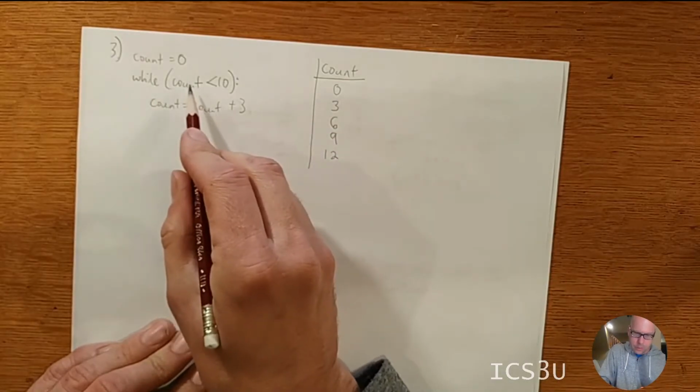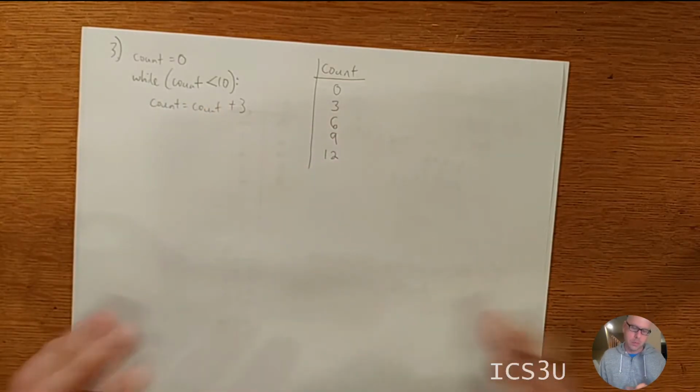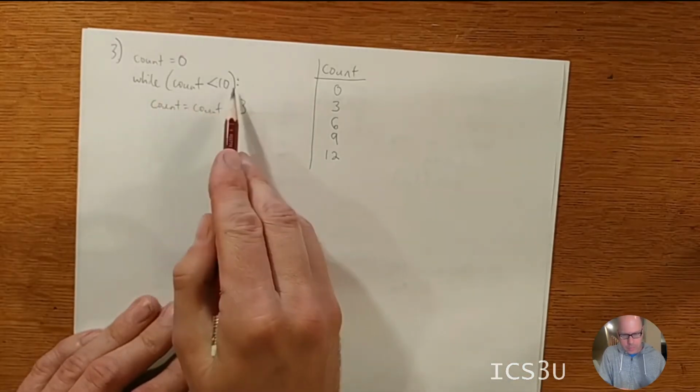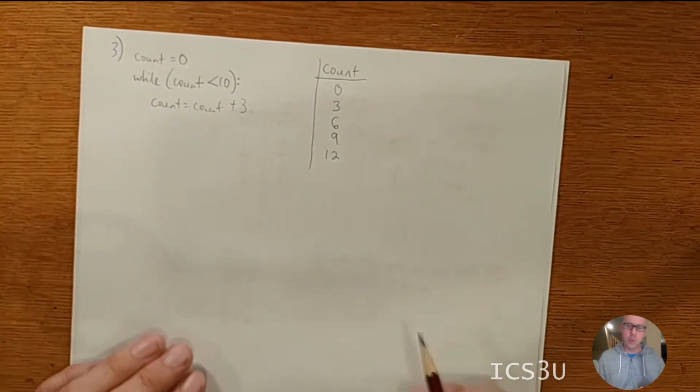Then it loops back around. It sees that 12 is not less than 10, so it can't loop again. So while count is less than 10, is 12 less than 10? No. So it ends. That's the end of number 3. So I'm going to stop here.